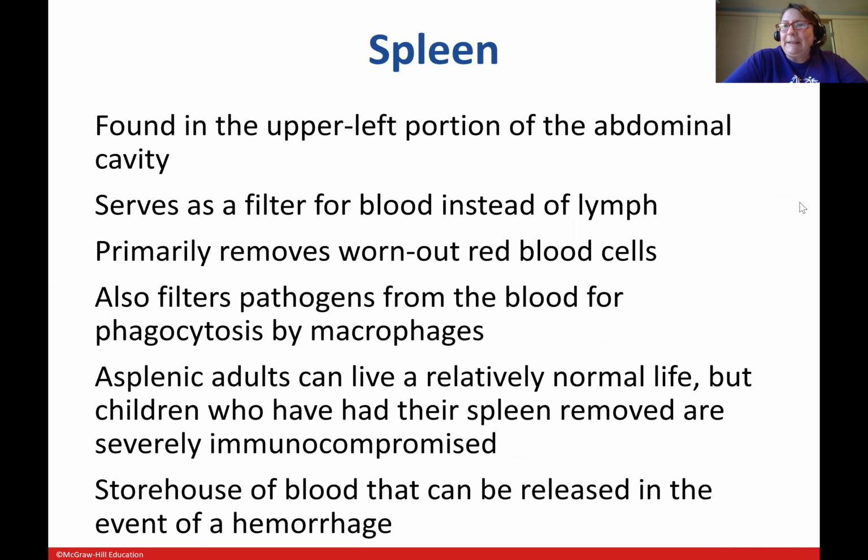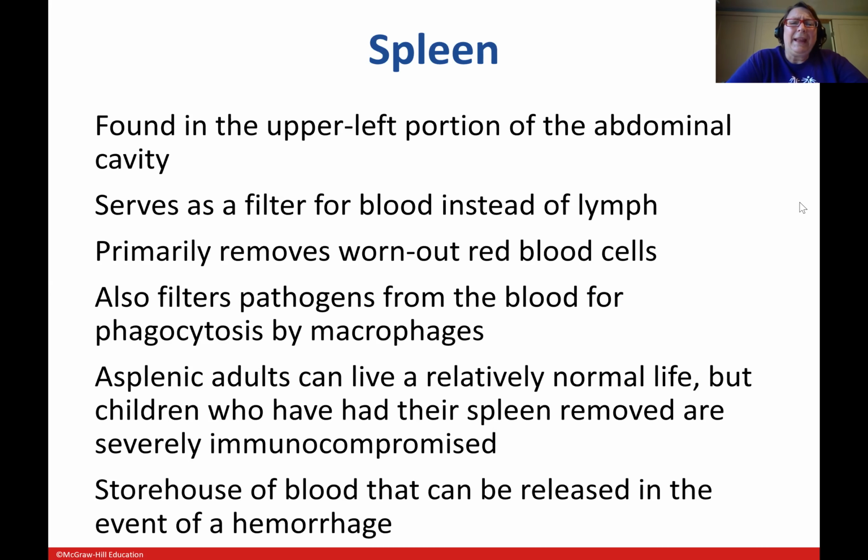Okay, the spleen is another really important immune system or lymphatic organ. It's found in the upper left portion of the abdominal cavity, kind of opposite the liver, and it serves as a filter for blood instead of lymph. Okay, so again, you've got kind of parallel surveillance systems going on. One of the reasons why your spleen has to be removed if you have a very, very serious traumatic injury to the thorax is because it has so much blood in it that you can bleed out very rapidly if you don't get that spleen bleeding under control.